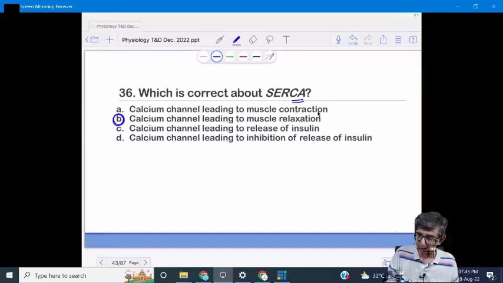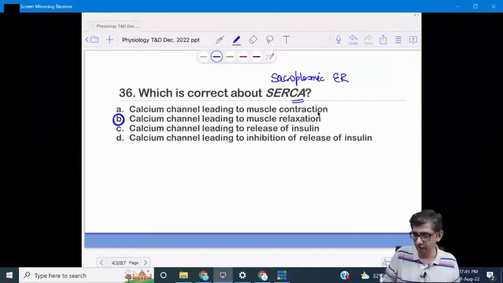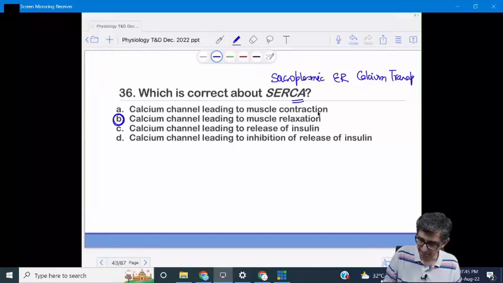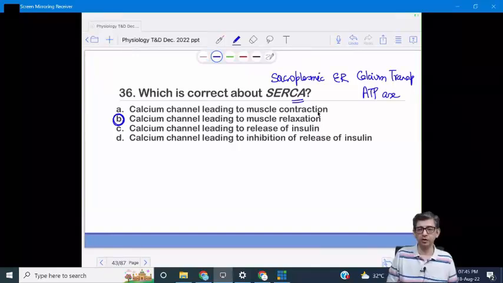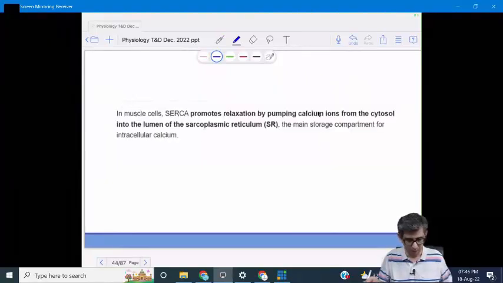This would be sarcoplasmic. Okay, let me just write it here. So sarcoplasmic endoplasmic reticulum calcium transport ATPase. The main function of this would not be contraction, but is mainly related to muscle relaxation. That's the main point to be remembered. Answer to 36 is B. Moving to 37.